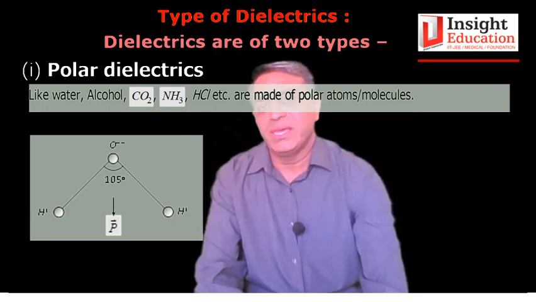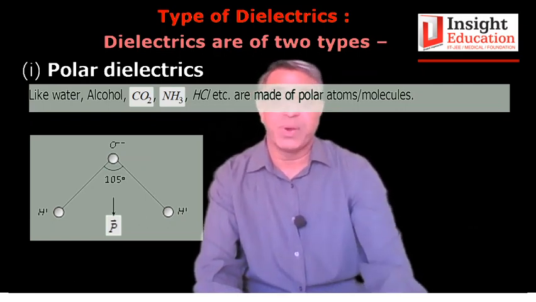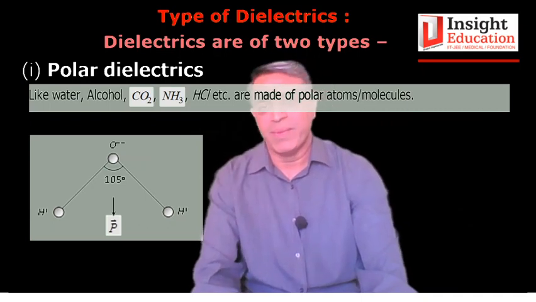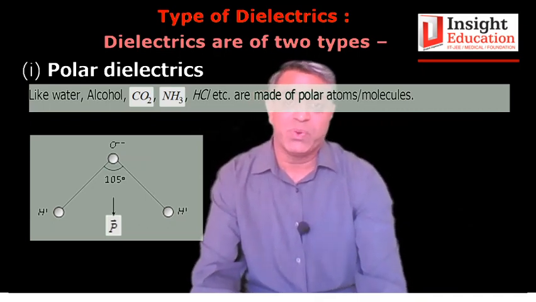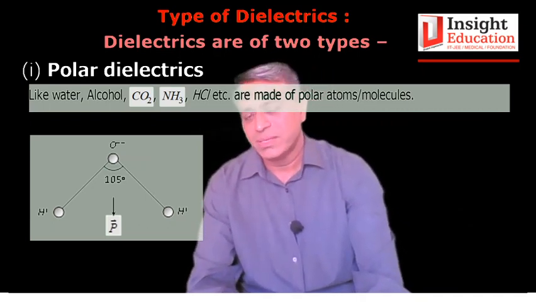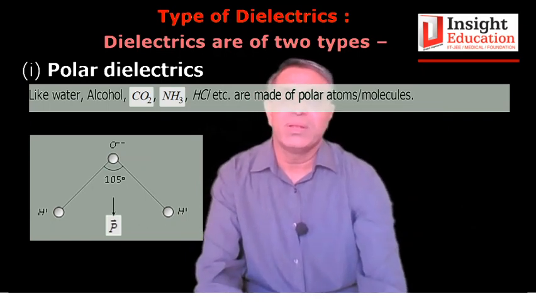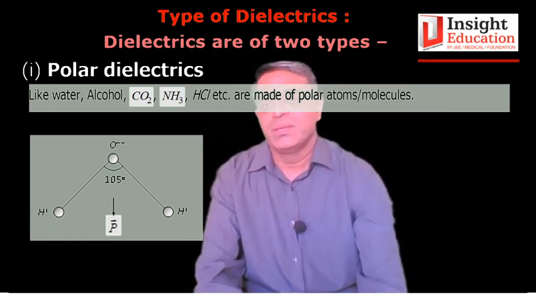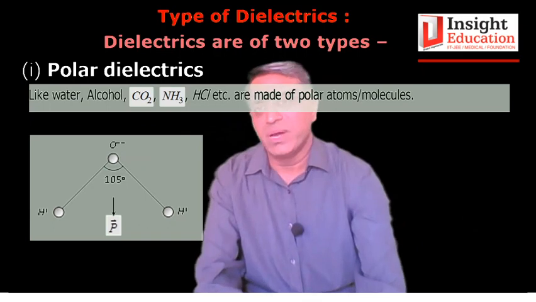So vector A, vector B. So resultant, it should be in downward direction. So you can see this net dipole moment. We can say this is permanent dipole moment. So whether it is exposed to the field or not, there is a permanent dipole moment. So this is for one atom.